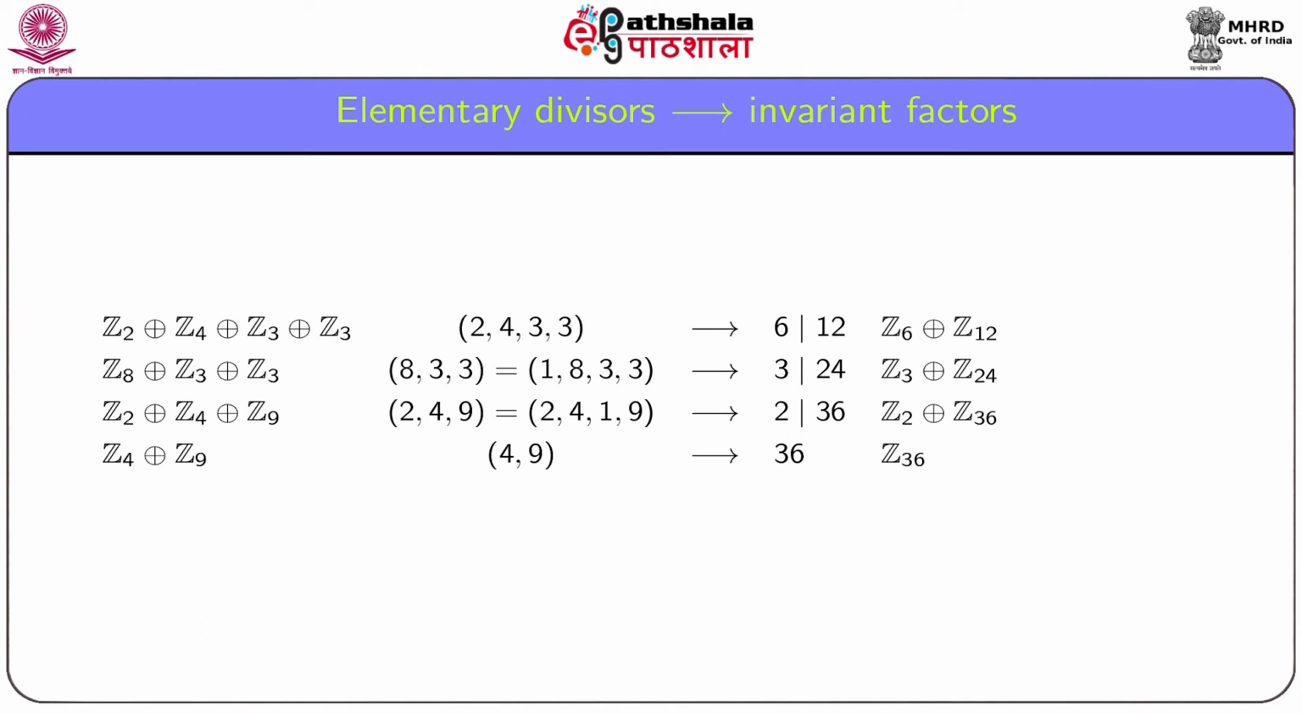You must note that in case of the group Z4 plus Z9, since 4 and 9 are relatively prime, it can be rewritten as Z36 and the invariant factor will be just 36.